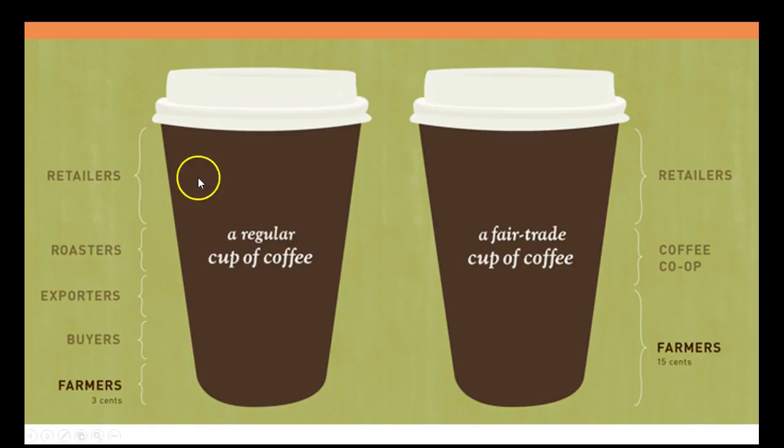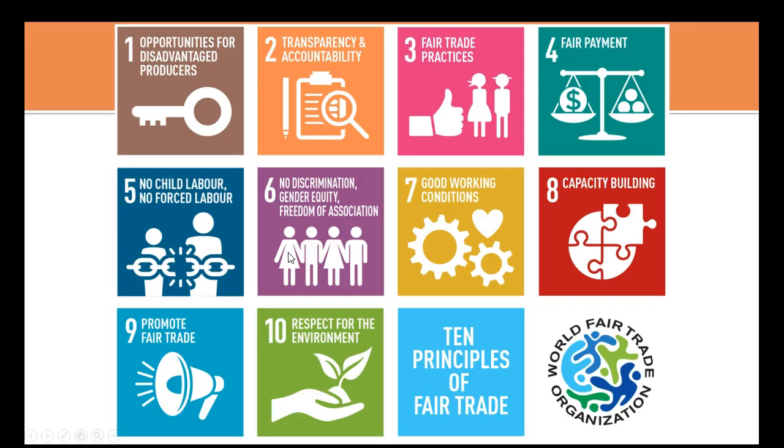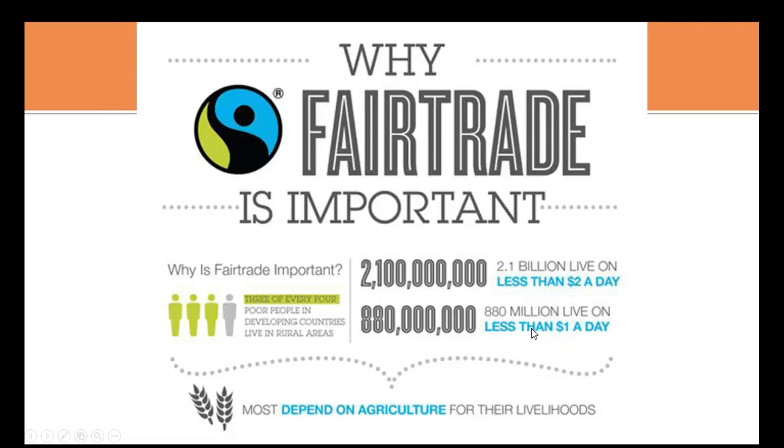So if we have a look at our comparison, here's our free trade cup of coffee and here's our fair trade cup of coffee. And you can see that the farmers get significantly more money for their crops in a fair trade cup of coffee compared to a free trade one. This is kind of the World Fair Trade Organization goals or the principles of fair trade and why it's important as well. It's to do with poverty, and poverty results in hunger and famine, and it is very prevalent in third world countries.